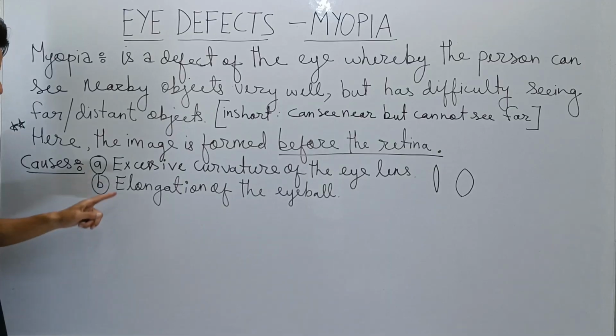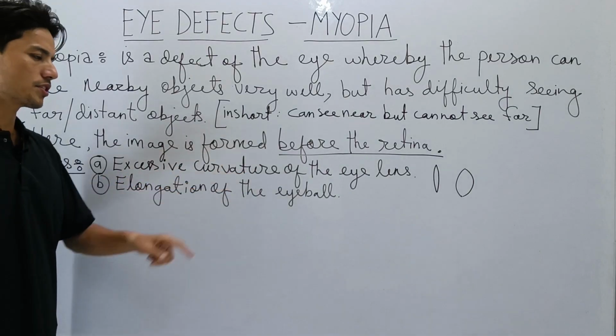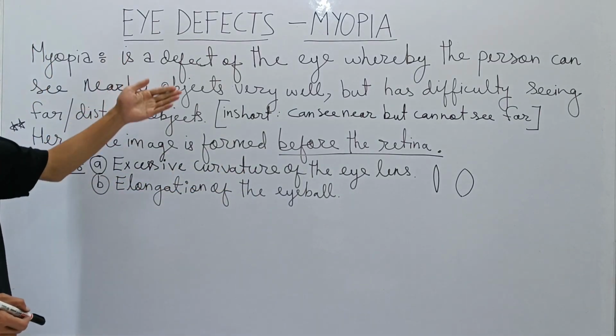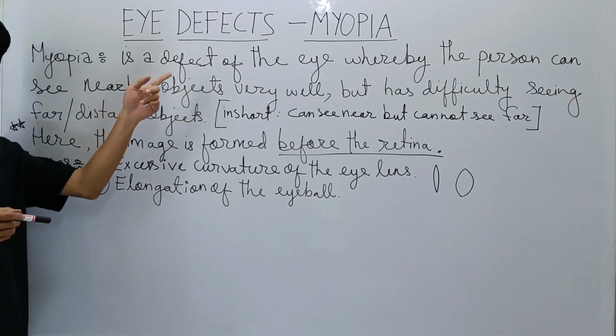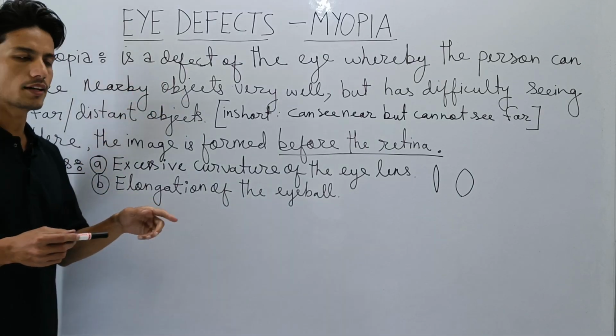So let's understand the first one, which is excessive curvature of the eye lens. In myopia, what you will learn is the definition, then the cause, and also the correction.